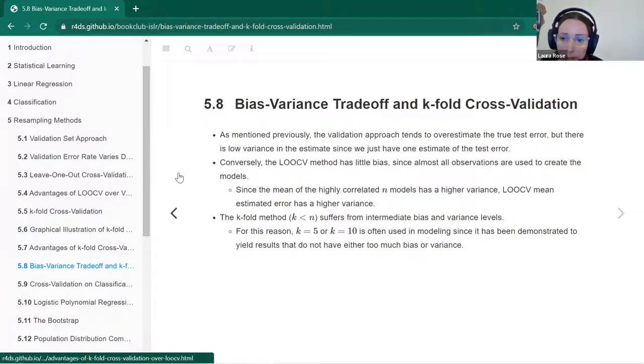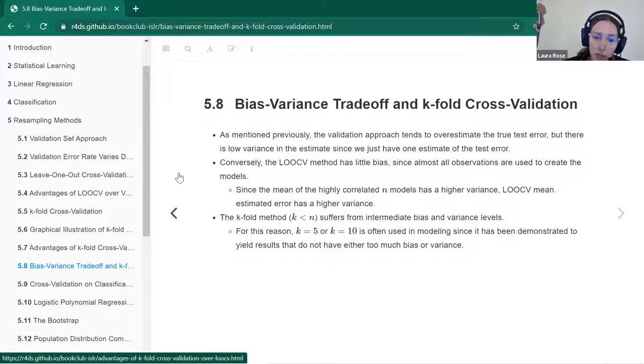So as we previously mentioned, the validation approach tends to overestimate. There is low variance in the estimate because obviously we're just doing one estimate of the test error. LOOCV has little bias since almost all observations are used to create the models. And then the point in the book, they didn't really go into this a lot, but the mean of the highly correlated N models, obviously the N models would be highly correlated because they're used on almost the same data set, has higher variance. LOOCV, mean estimated error, has a higher variance.